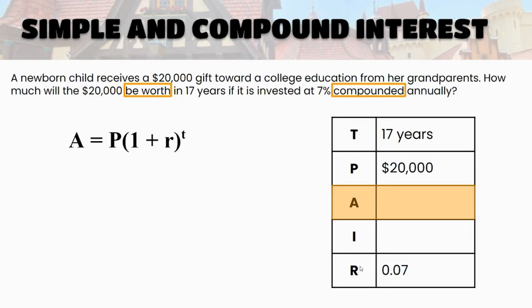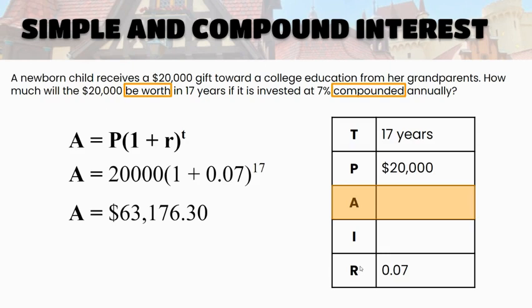So I'm just going to go ahead and plug in 20,000 times 1 plus 0.07 to the 17th. I type that in the calculator. I get 63,176.30. Now that continues on, but please remember that money only goes to the hundredths place. So I'm only going out 2 places.